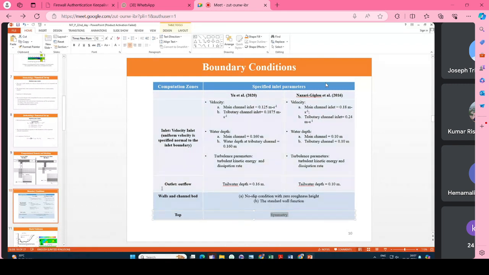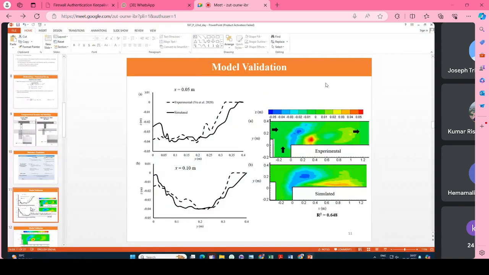If you have any queries regarding the boundary conditions, you can ask here. So now these are the setups of the numerical model. Now we will assess how successful the model is in replicating the bed surfaces.